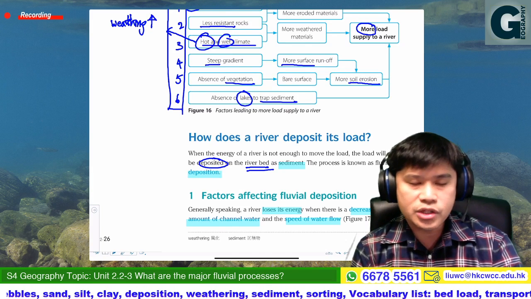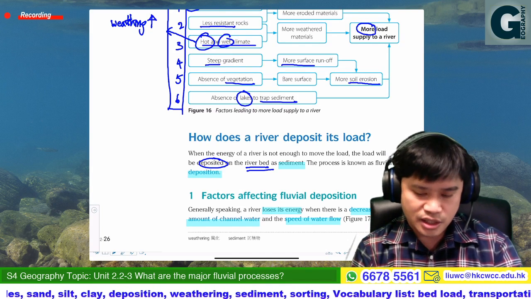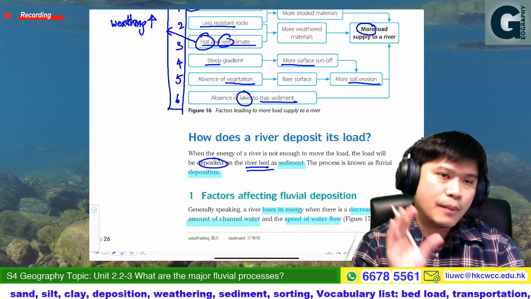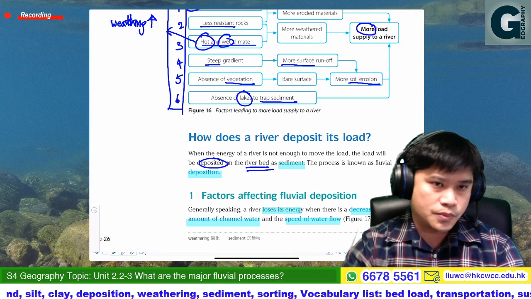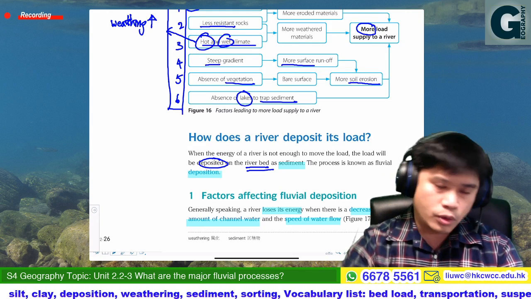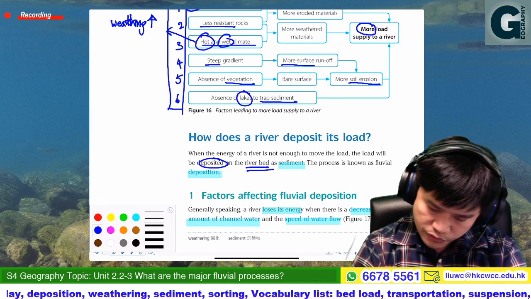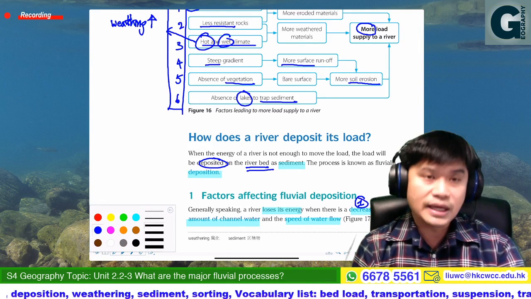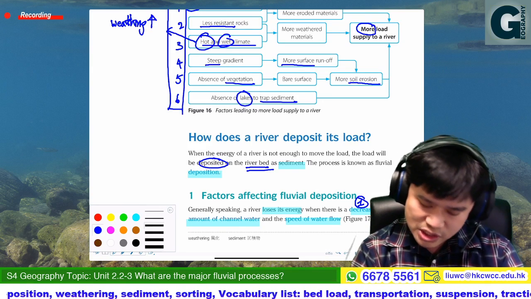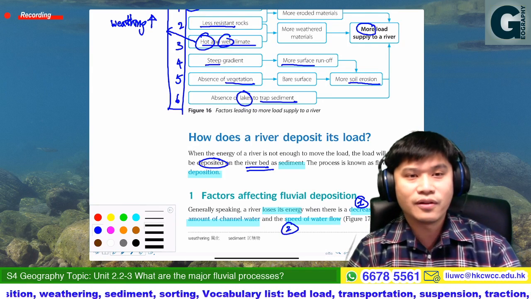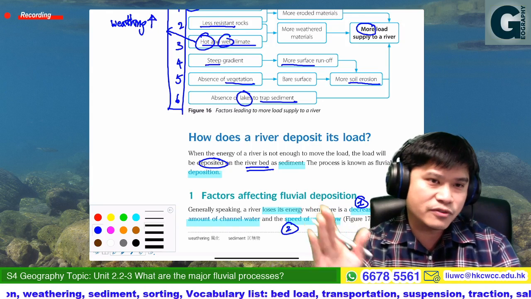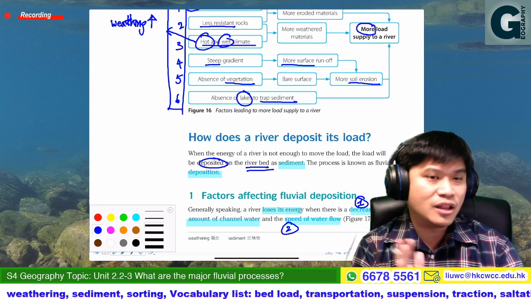Under what conditions will the river lose its energy? That is when the amount of river water drops. Okay, less water, lower energy. That is the first condition. Then the second condition is when the speed of river flow drops. When the water moves slower, it loses its energy.